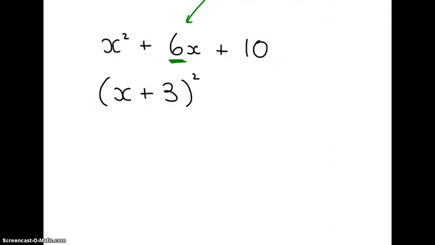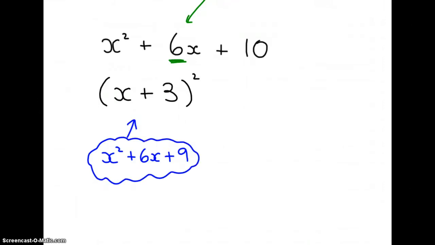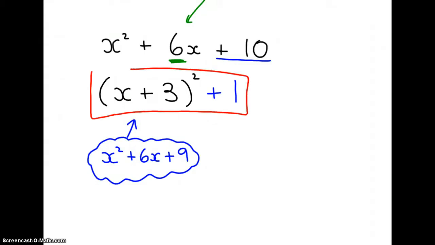And if you multiply that out, this is the bit you can be thinking about in your head, I'm going to get x squared plus 6x plus 3 3's give me a 9. So that's what I would get if I multiplied that bracket out. Now, I want a plus 10 at the end here. So if when I multiply that bracket out, I get x squared plus 6x plus 9, I need to then add another 1 onto that bracket to complete my square. And that is the square completed. (x + 3) all squared, add 1.